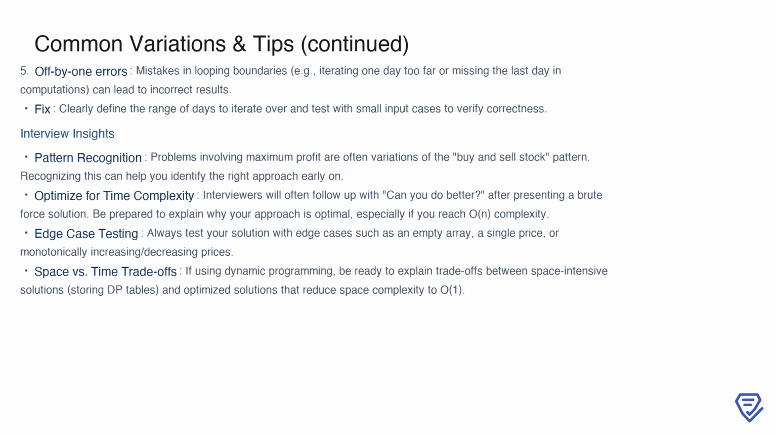Testing edge cases is another critical step. Situations like an empty array, a single price, or consistently increasing or decreasing prices can expose flaws in your logic. Finally, if you're using dynamic programming, it's important to articulate the trade-offs between space and time complexity. For instance, while storing a DP table may be more space-intensive, it offers flexibility for handling additional constraints.